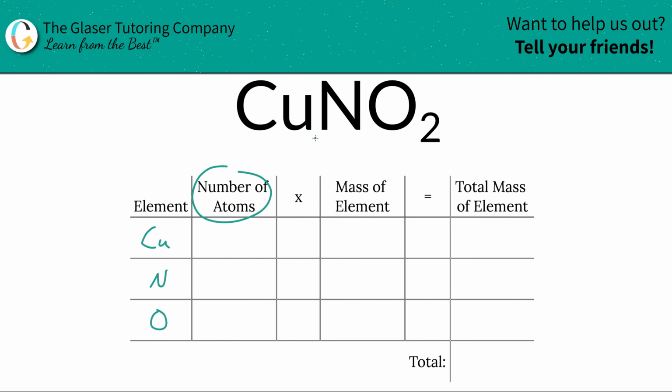Next is then to write down the number of atoms. That's where the subscripts come into play. So at the bottom of copper there's an invisible 1 down there, so there's 1 copper, also 1 nitrogen because there's another invisible 1, and at the bottom of oxygen there's a 2. So that means there are 2 oxygen atoms.